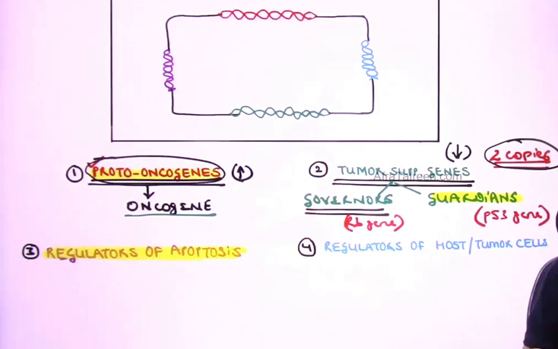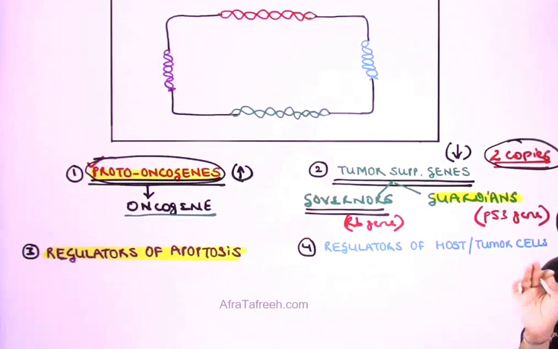The third category of genes that I wanted you to be familiar with over here are given the name of regulators of apoptosis. Whenever there is a DNA damage, the cell will try to repair its DNA. If the DNA gets repaired, perfectly fine, no problems. If the DNA is not correctly repaired, then this cell will become mutated, and we do not want to have a survival of a mutated cell.